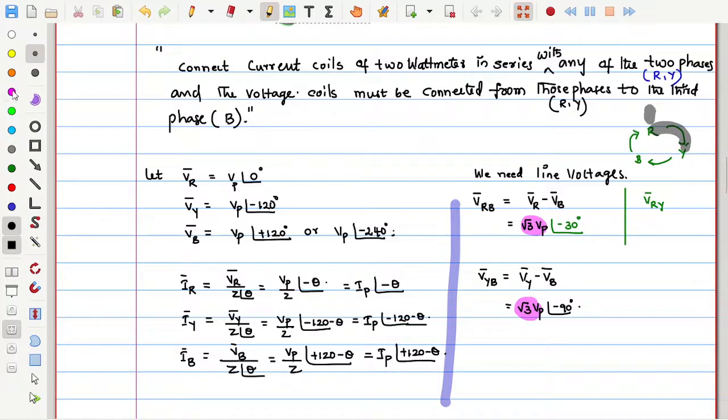Another point is that the YB line voltage leads the Y phase voltage by 30 degrees. One more point is that the BR line voltage leads the B phase voltage by 30 degrees. But here it is not RY, it is RB, that's why it is not leading by 30 degrees, it is lagging by 30 degrees. It is a different line voltage, which you should carefully observe. Let us see what the angle will be.